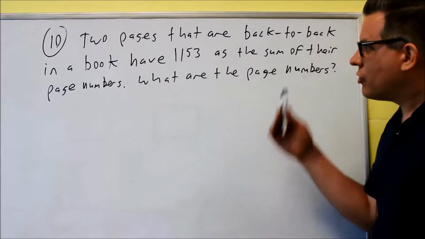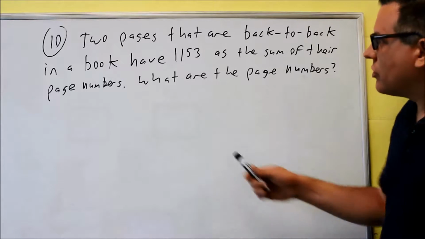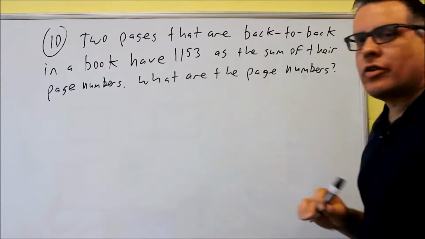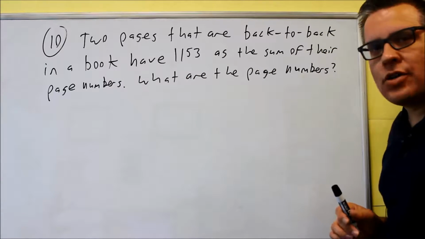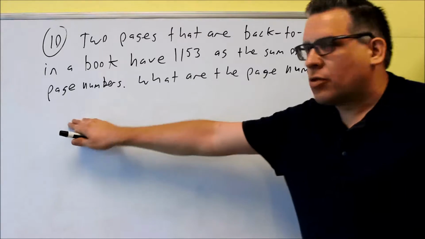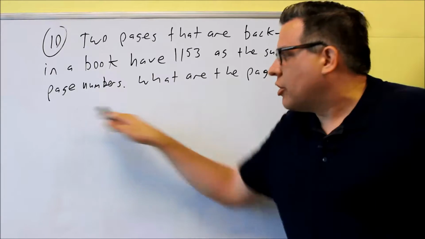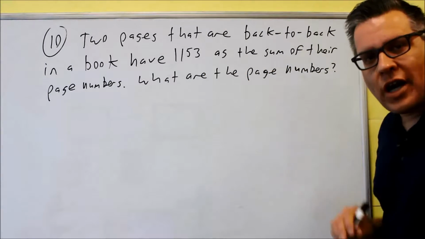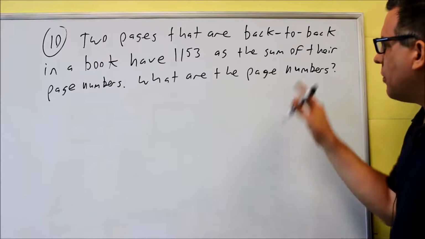Okay, number 10 for this word problem. Let's go ahead and read through this. Two pages that are back to back in a book have 1153 as the sum of their page numbers. So basically, if you open up a book, you have a page number on the left and a page number on the right. If you take those two page numbers, add them together, that equals 1153 is the idea on this. Okay, so what are the page numbers?